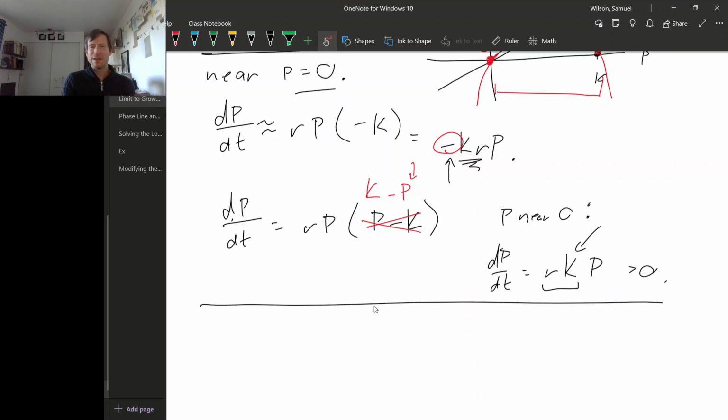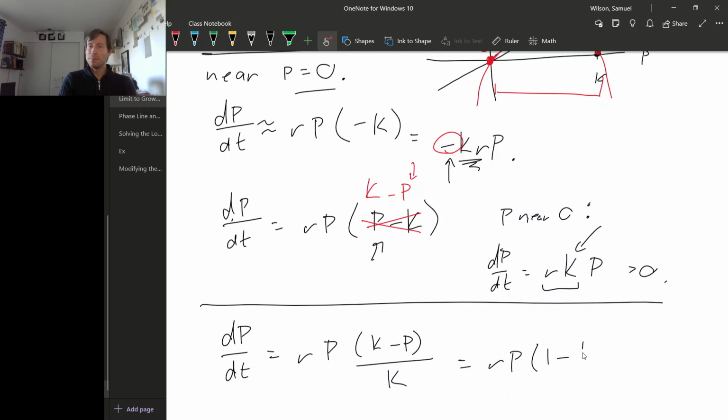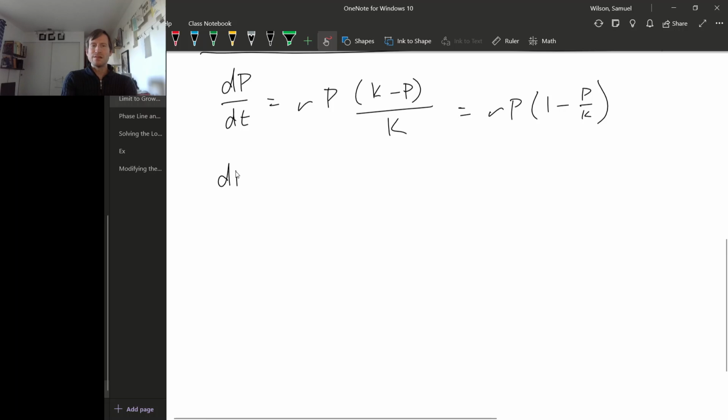So maybe one more thing we could try is, since we accidentally scaled this up by k, maybe we should take this equation and scale it down by k as well, by dividing by k. If we simplify the right-hand side, this gives us r times p times 1 minus p over k. So let's see how this differential equation works. So dp dt is r times p times 1 minus p over k.